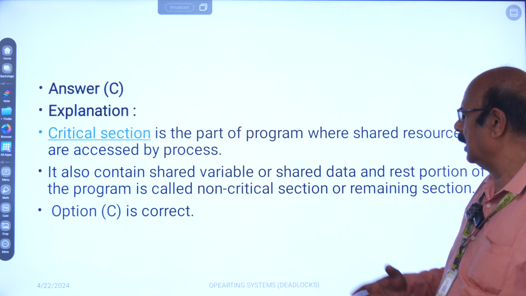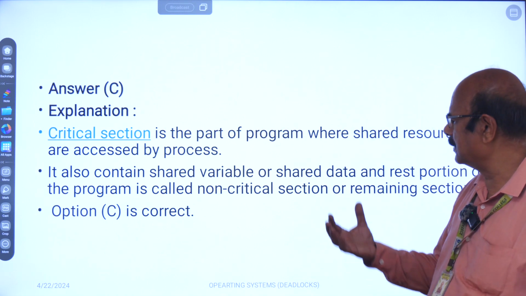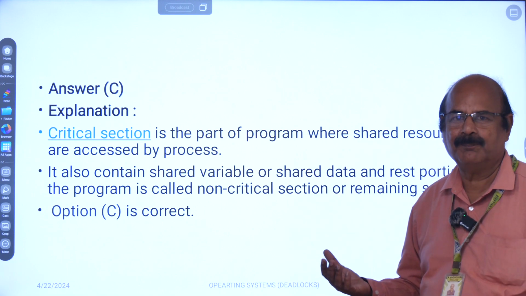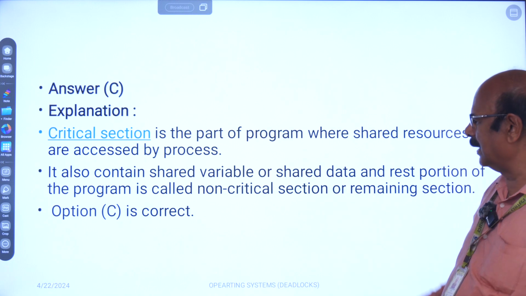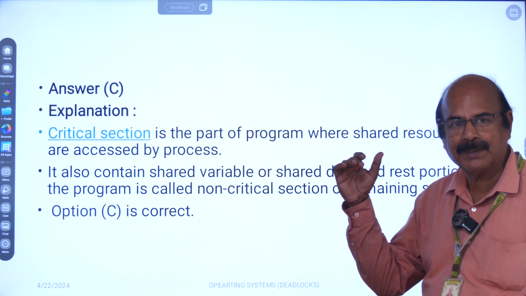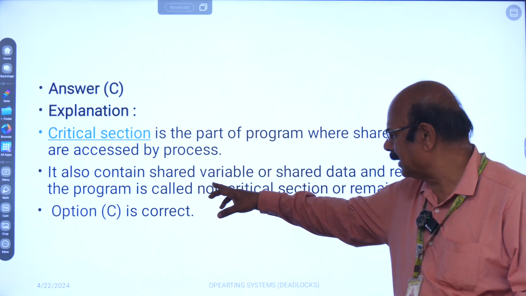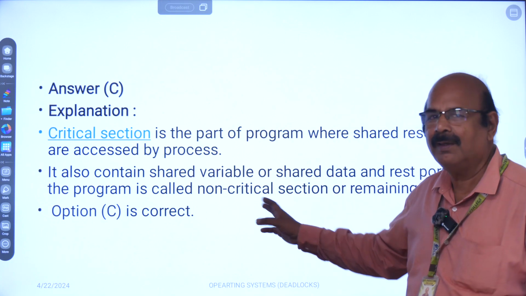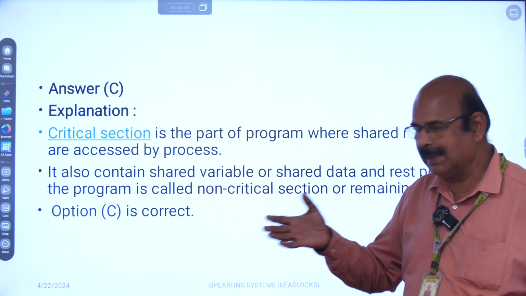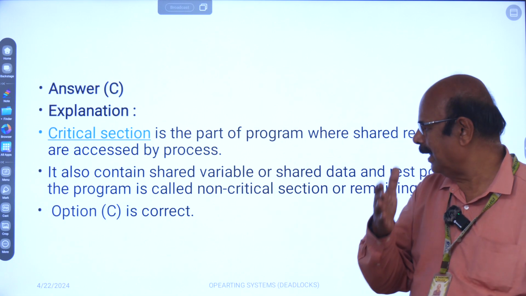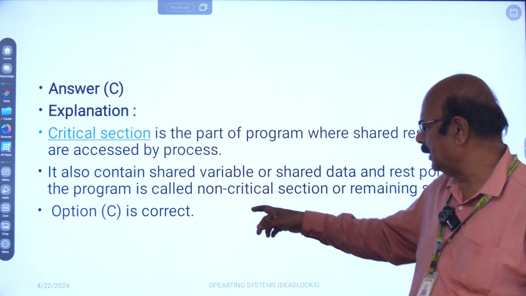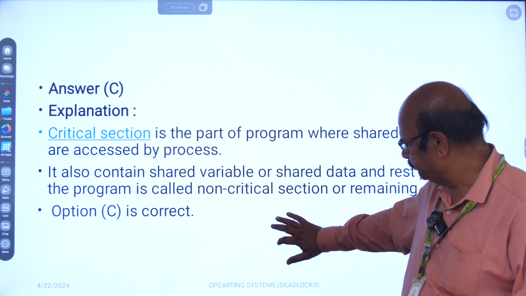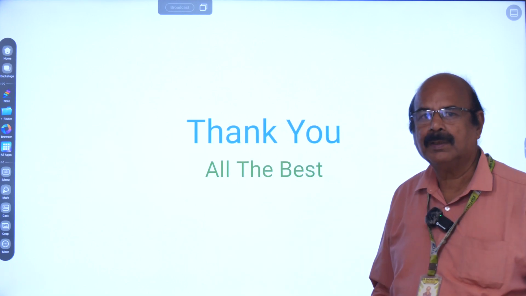According to the definition of the critical section, it is the part of the program where shared resources are accessed by processes. It contains the shared variable or shared data, and the rest of the program is called the non-critical section. Critical section means that some kind of shared data or variable will be there. So here option C is correct. Okay, thank you.